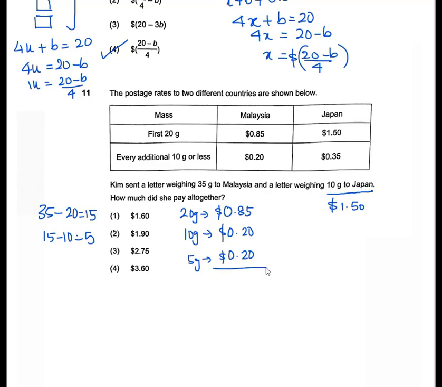So the total amount of money being charged for the package sent to Malaysia is 125, so that will become $1.25. Whereas for Japan, it is $1.50. So 150 plus 125 becomes $2.75. So this is the amount of money that is being charged. So it's $2.75.